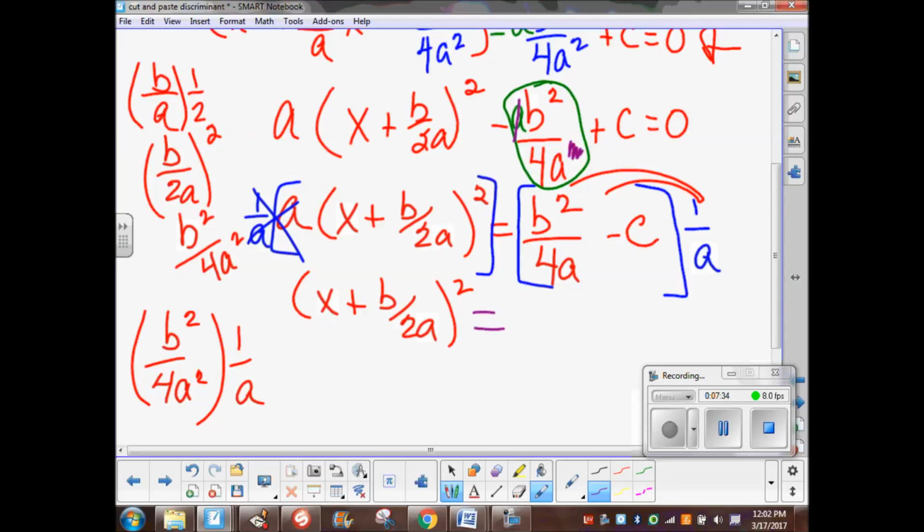Equals. Now let's distribute back to where we were. So we've got b squared over 4a times 1 over a. What does that give me? That should give me b squared over 4a squared. Okay. And now 1 over a times negative c. It's going to give me negative c over a.